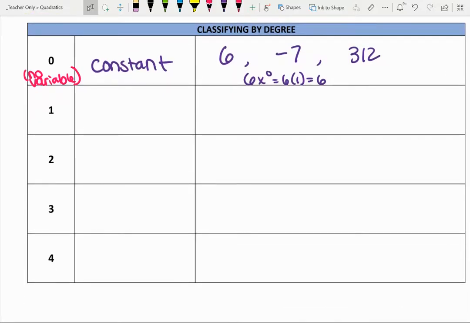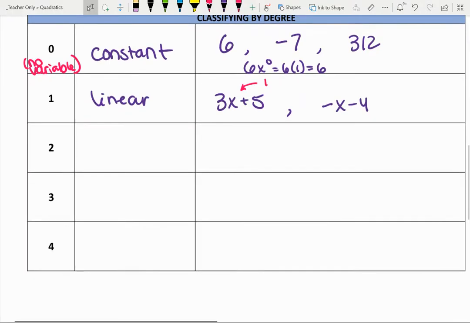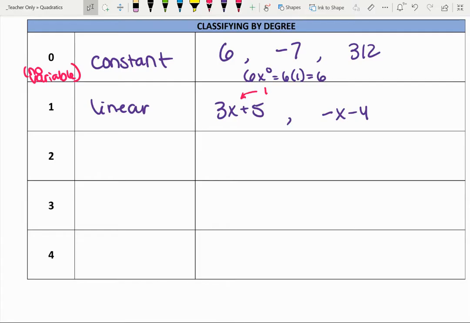If we have degree 1, we call that a linear polynomial. This is hopefully a pretty familiar kind of polynomial. An example could be something like 3x plus 5. Remember, if we don't see an exponent on a variable, we know that that's an invisible 1. So that's why we call it a degree 1, linear. Let's do one more example, maybe negative x minus 4. Again, it doesn't matter if the coefficients are positive, negative, large or small. It's based on the exponents, the highest degree.